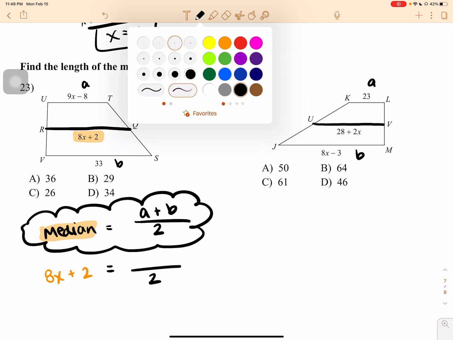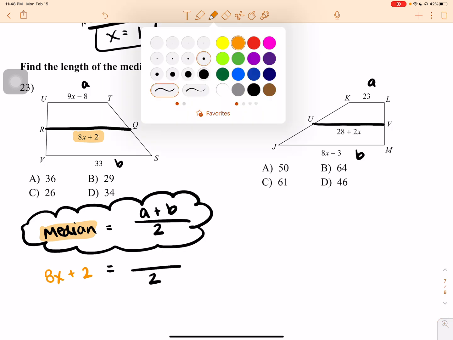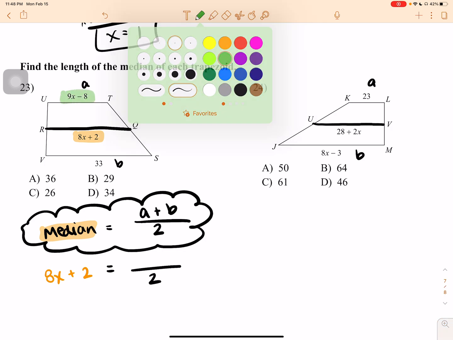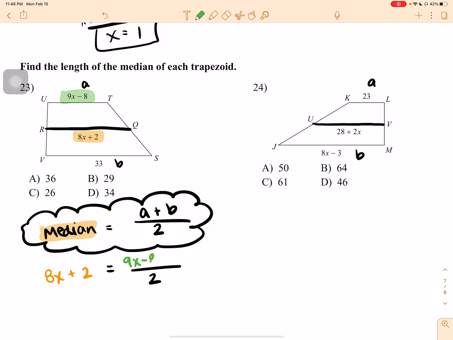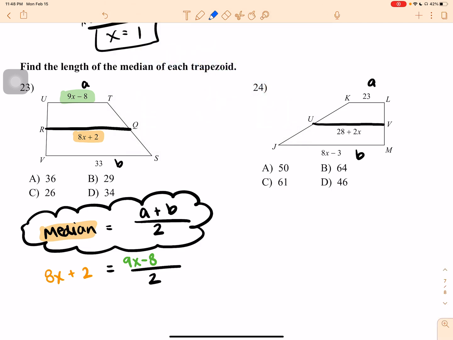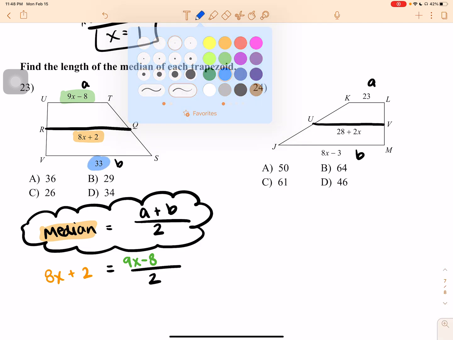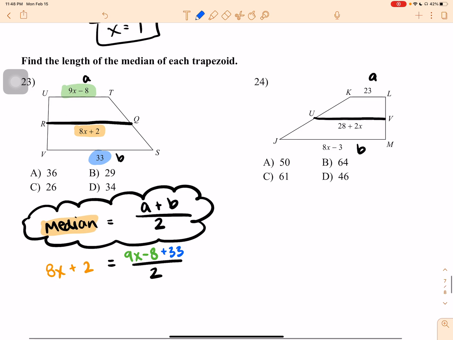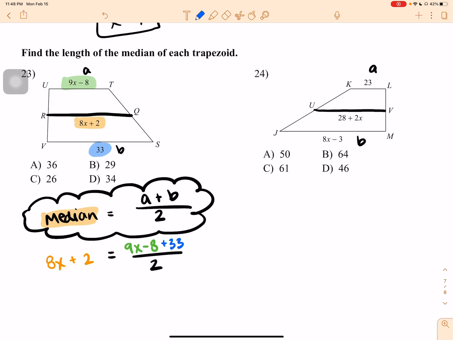Okay, so this one gets a little bit tricky, but nothing you guys can't handle. So we have 9x minus 8, and then plus 33. That's your B. Okay, and now we solve for x. All right, because it wants us to tell them what the median is. We need x before we can find the median.